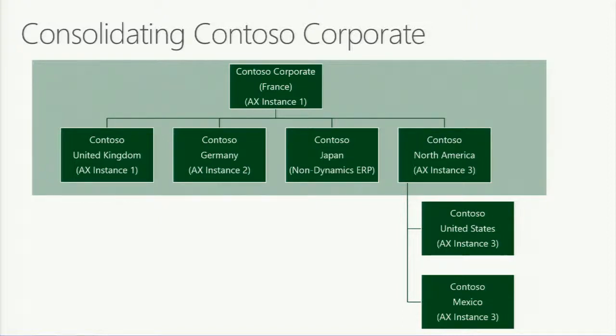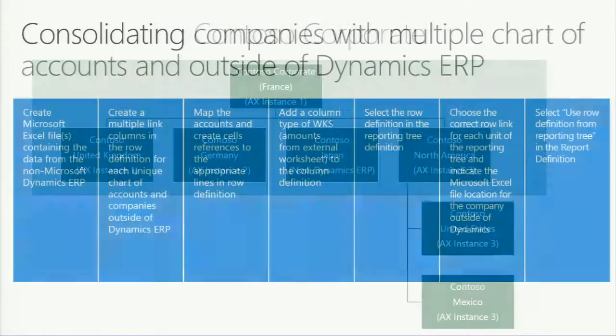And the other thing to note here is that Contoso Japan actually isn't in AX. It's outside of our Dynamics ERP. It also isn't within either GP or SL as well. So it's outside of the Dynamics ERP, but we can still include that information. Each one of these also has a different chart of accounts. So we need to bring all those together into a single report in Management Reporter.